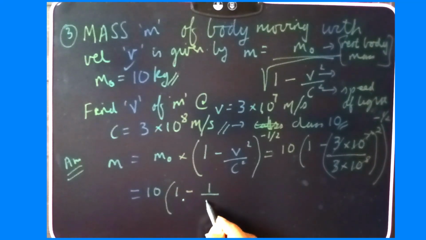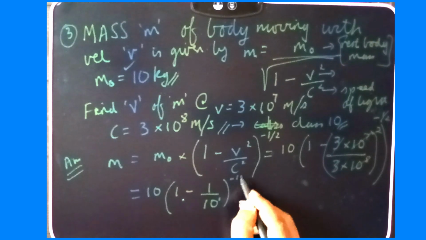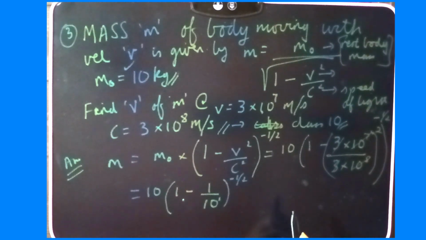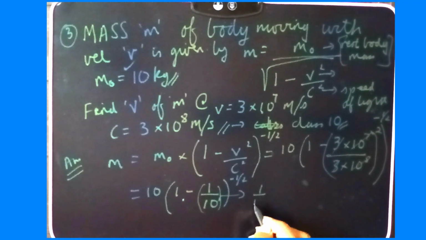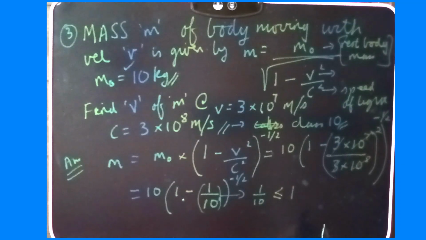So the denominator will have 10, raised to the power of minus 1 by 2. If there is any problem, you can write it down in the comments. Okay, so using binomial expansion, what can we do? We know that this term here, 1 by 10, is very much less than 1.